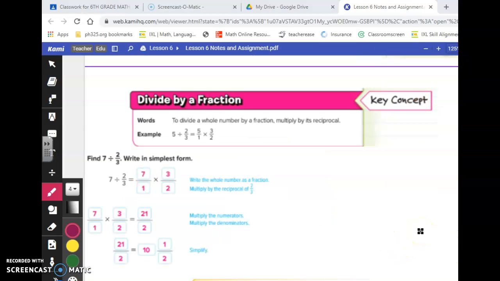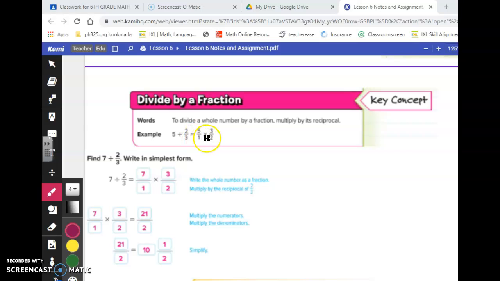Okay, so the process of dividing fractions is as follows. They have 5 divided by 2 over 3. All right, you guys can see that on your screen? Yeah. Okay? Now, if you notice, what did they do with the division sign? They changed the division to a multiplication sign. Look at that where it says divide by a fraction on your screen.